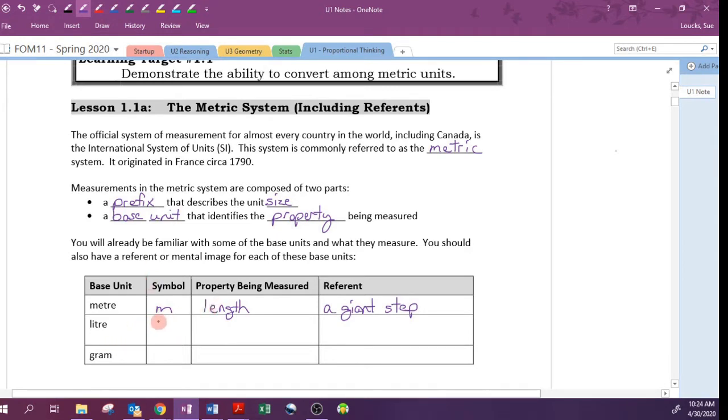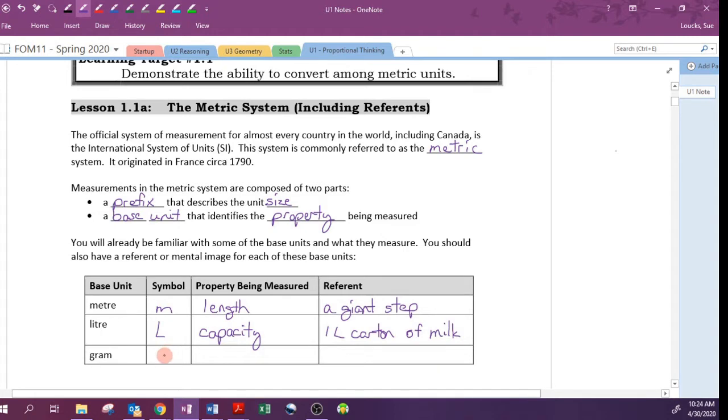A liter, which is abbreviated with a capital L, measures capacity, or how much a container can hold. The easy example for that is a 1 liter carton of milk. You live in Canada, you know what a 1 liter carton of milk looks like.